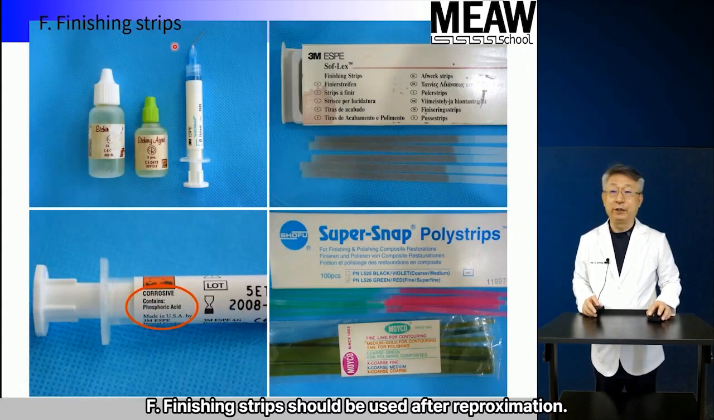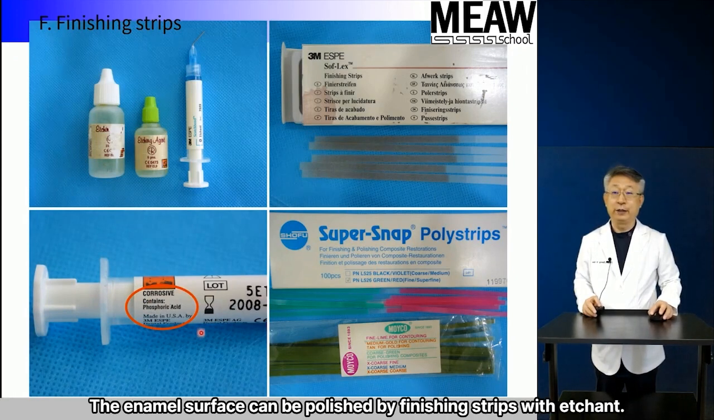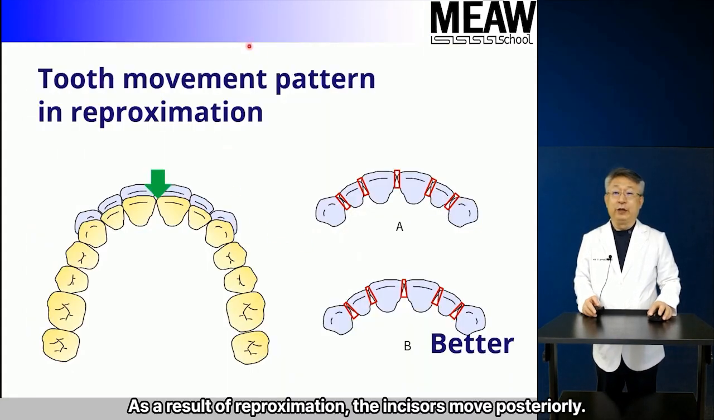F. Finishing strips should be used after reproximation. The enamel surface can be polished by finishing strips with etchant. As a result of reproximation, the incisors move posteriorly.